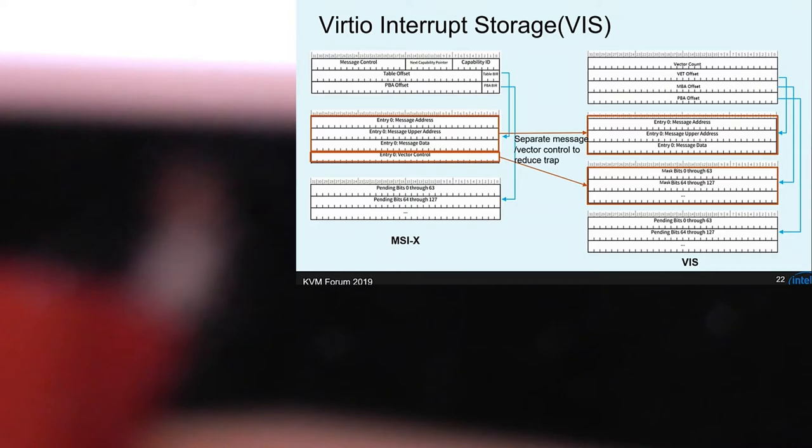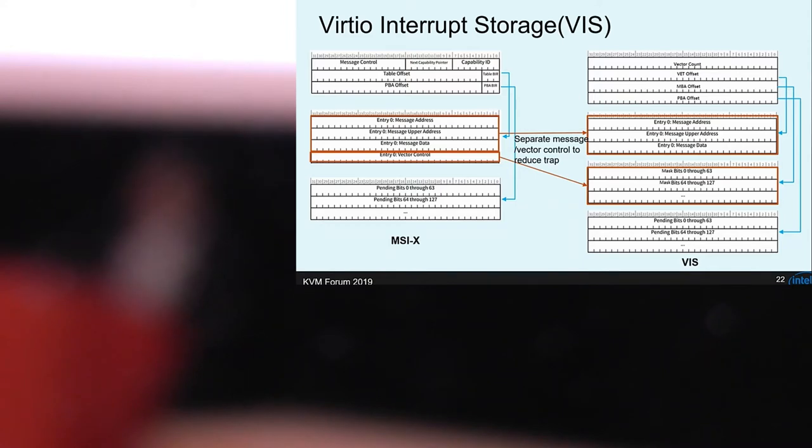The next change is for the message entry format. We reuse the message address and the message data format because, for our prototype, or just for simplicity, we want to reuse the existing KVM API so that we don't need to change it. So we use that directly. But for the vector control register, we did some modifications.